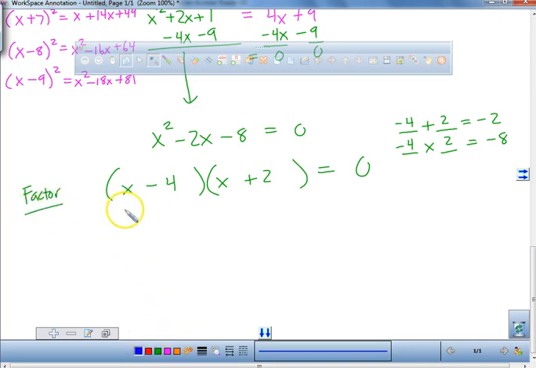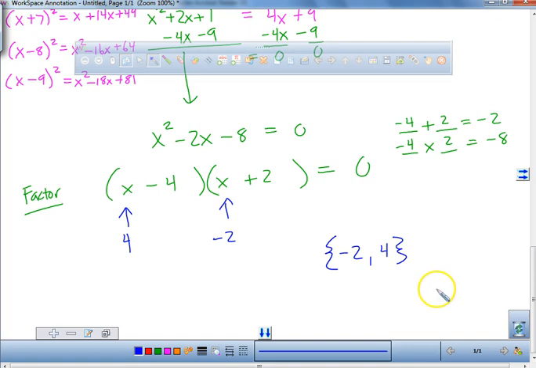Now, here's your final step. What number minus 4 is 0? What number plus 2 is 0? Man, this is hard. This is a lot of work. I know. Negative 2 and 4 are our final answers.